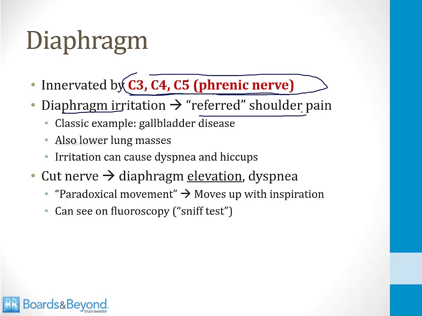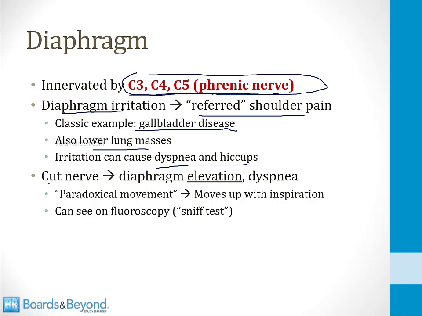So even though the irritation is with the diaphragm, the pain is referred to the shoulder and the patient will complain of shoulder pain. The classic example is gallbladder disease. Some patients who have cholecystitis will complain of shoulder pain when it's actually their gallbladder. That's the problem, irritating the diaphragm. Lower lung masses can also do this. And then finally, if the diaphragm becomes irritated, this can also cause dyspnea and hiccups. And this is because the diaphragm begins spasming and not contracting appropriately.